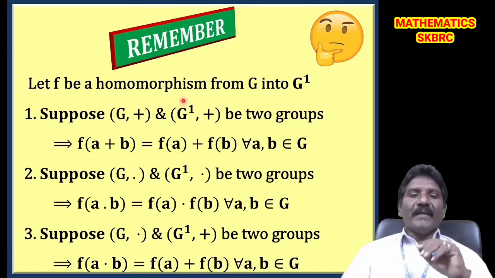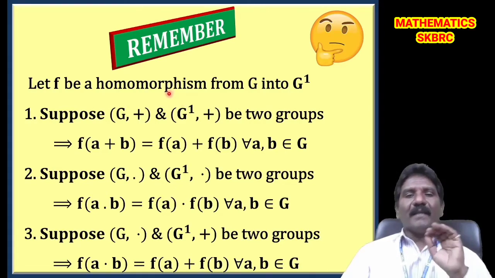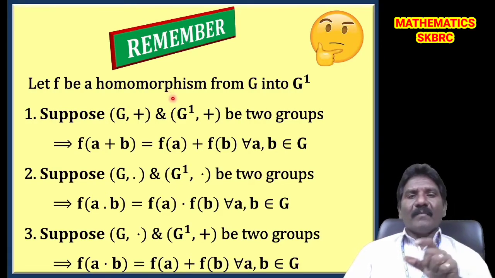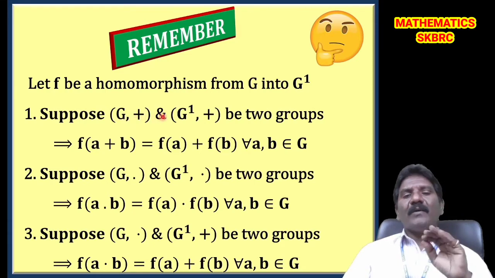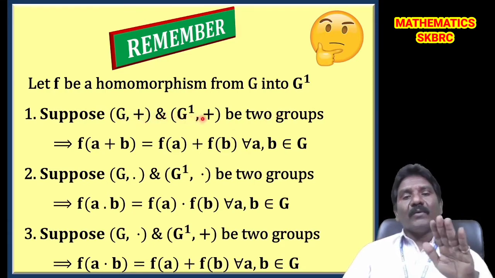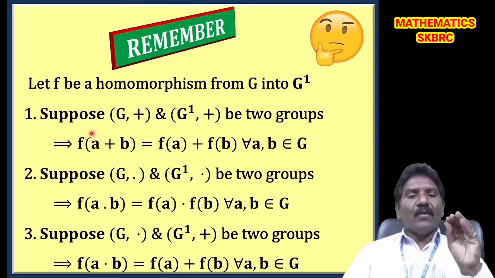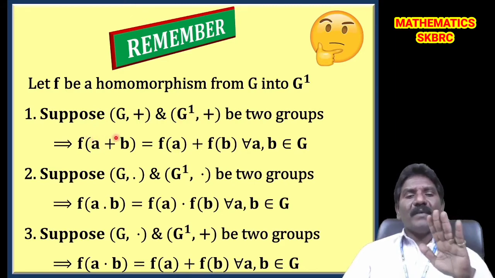Very important point. In the above definition, I have defined the homomorphism on G star and G dash circle: F of A star B is equal to F of A circle F of B for all A, B belong to G. Here, suppose G plus is a group and G dash plus is a group. G and G dash are additive groups. Here the operation in G is plus and in G dash is plus. In this case, we define the homomorphism as F of A plus B is equal to F of A plus F of B for all A, B belong to G.